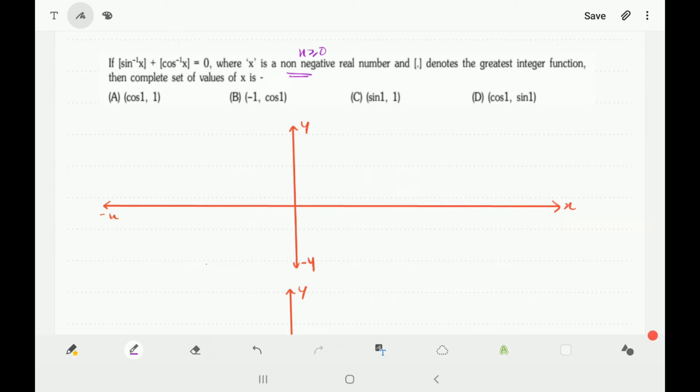So what we will be doing, we will be drawing the graph of sin inverse x. We will take the greatest integer of that. Similarly, we will be drawing cos inverse x. We will take the greatest integer of that and then we will add. Okay. Now the domain of this equation is closed interval minus 1 to 1. Okay. Now we have to also draw for x greater than or equal to 0. So it's not a problem. We need not check it for x negative.